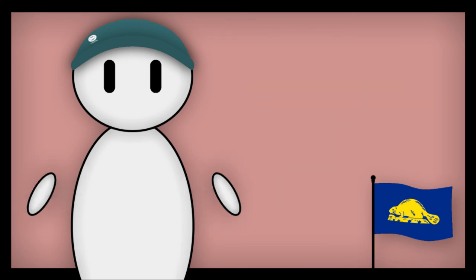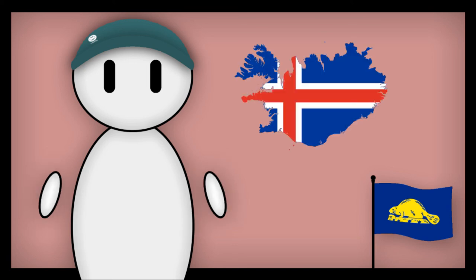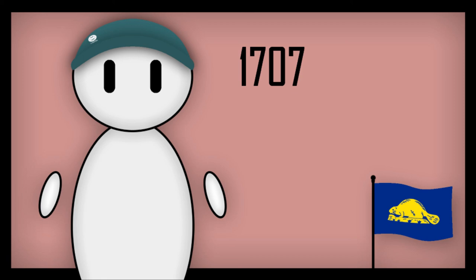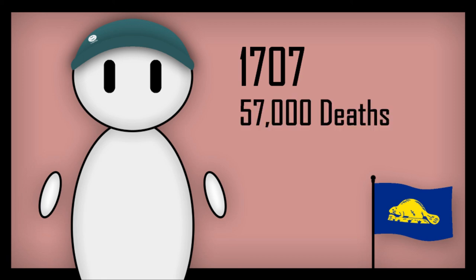One nation that has had many epidemics that most would not associate with the disease is Iceland. The biggest was in 1707 when close to 57,000 people died.